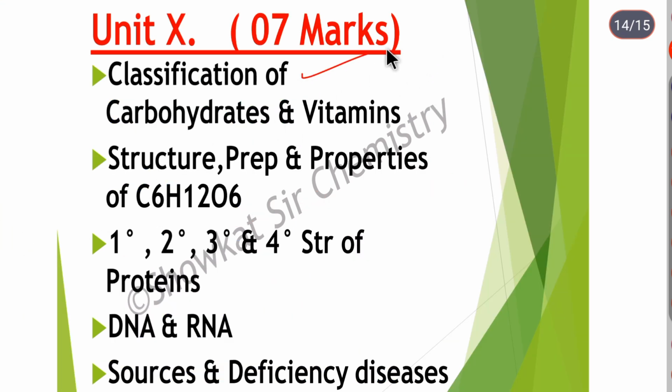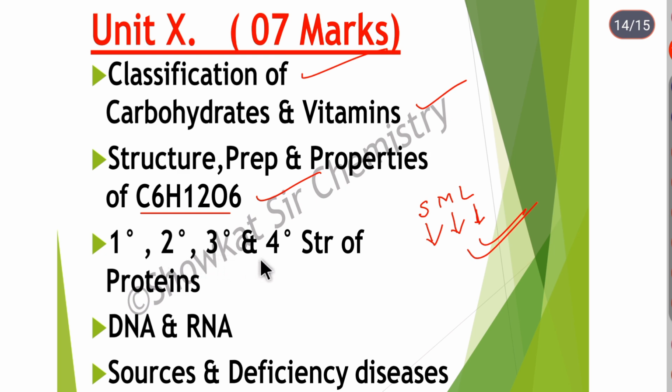So then we are having the last unit, unit 10, that is the biomolecules. So here you will study the classification of carbohydrates and vitamins, right? Structure, preparation and properties of glucose and fructose. This is very important, isn't it? Sometimes we are having disaccharides, just we are having sucrose, maltose, lactose. When we hydrolyze them, what is the product formed? Sometimes this objective will be asked, this is very important, and their structure is important.